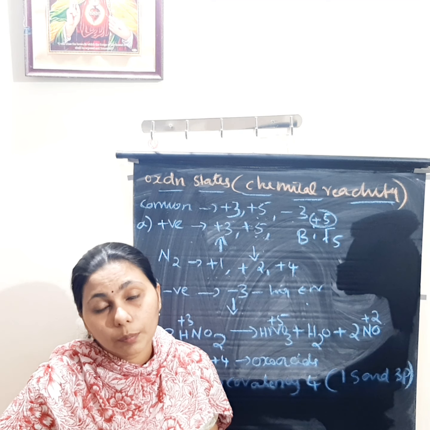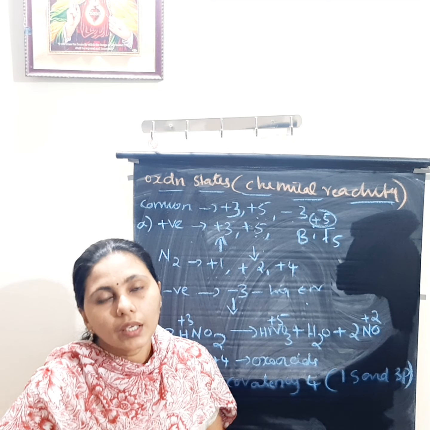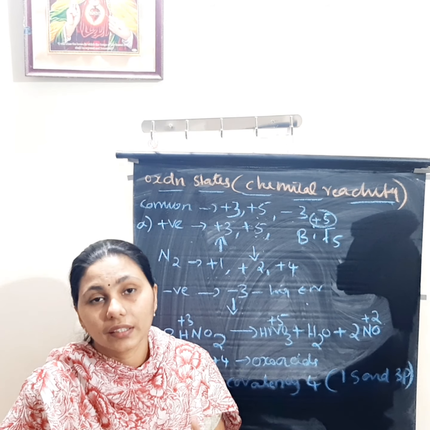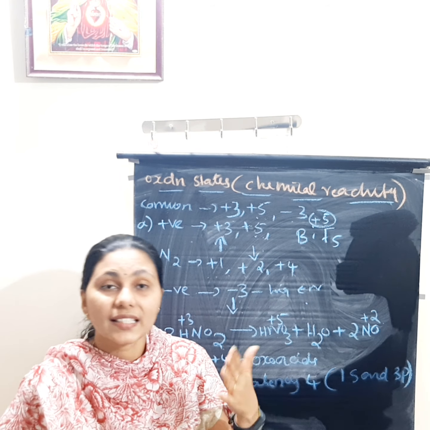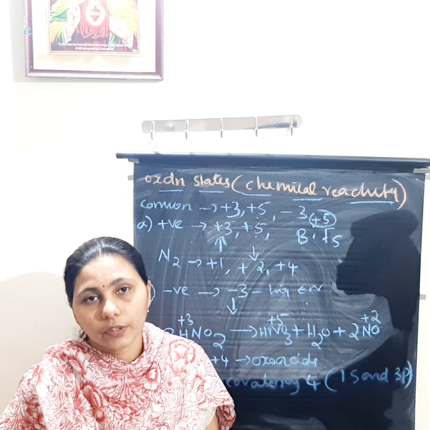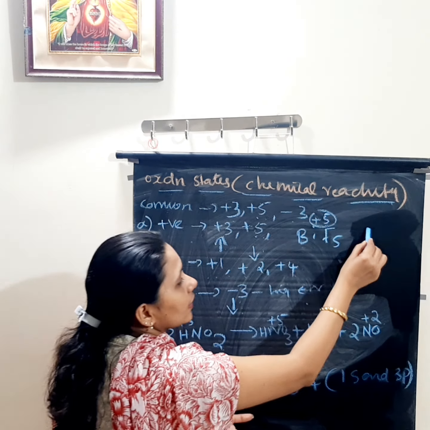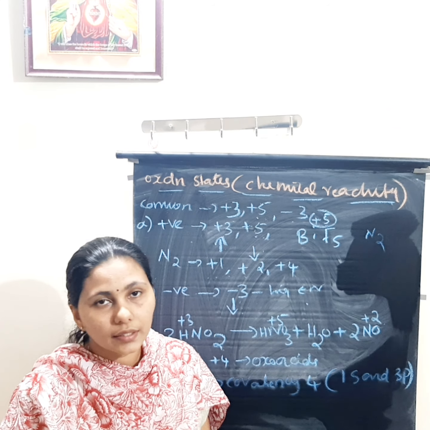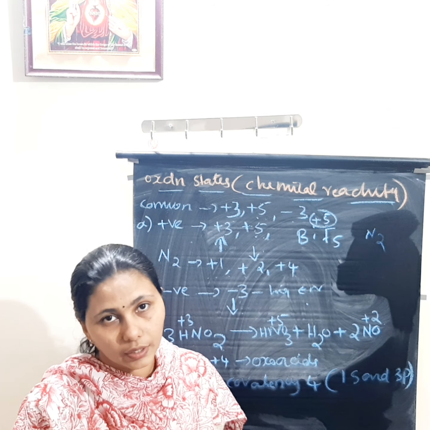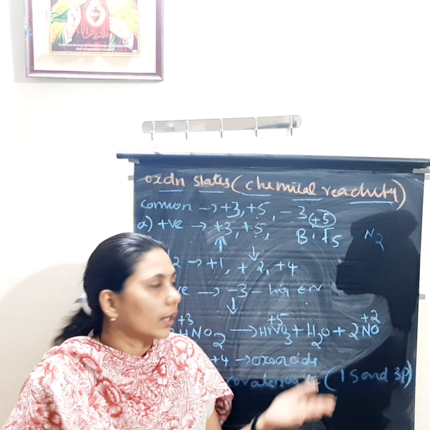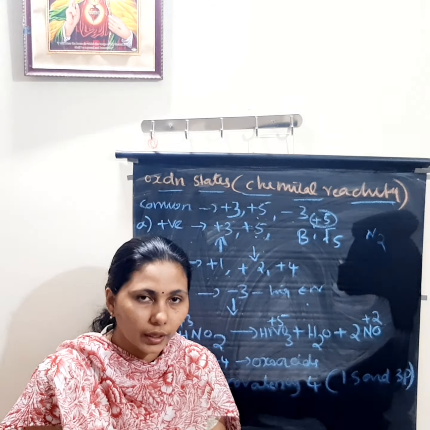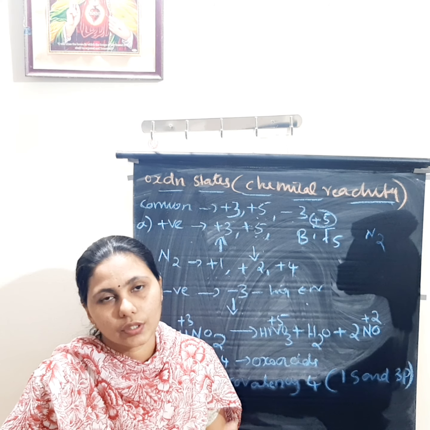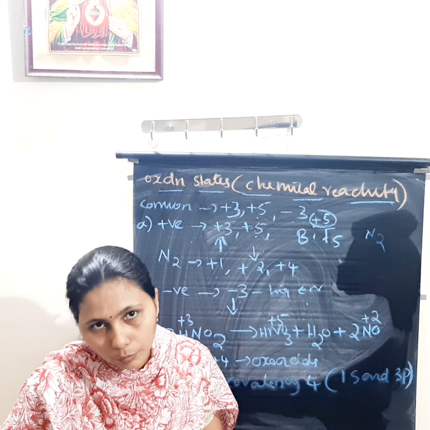Next is the physical properties of the nitrogen family. The members of the nitrogen family are polyatomic except which one? Nitrogen. We know nitrogen is N2, a diatomic gas. All the others are polyatomic, like P4. So all elements in the nitrogen family are polyatomic except nitrogen, which is a diatomic molecule.